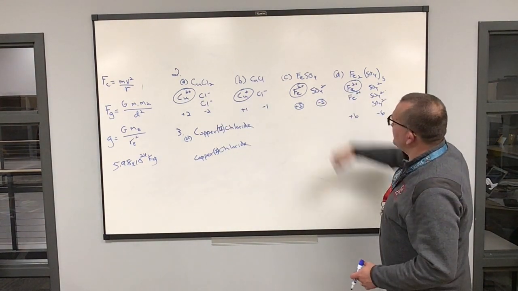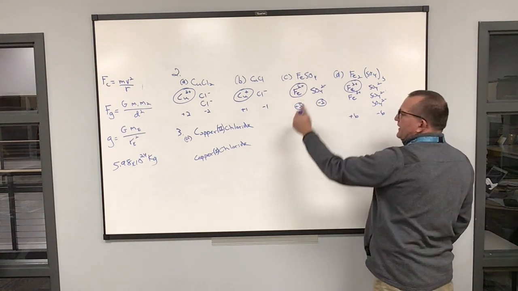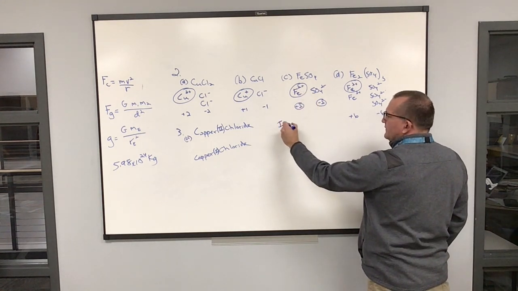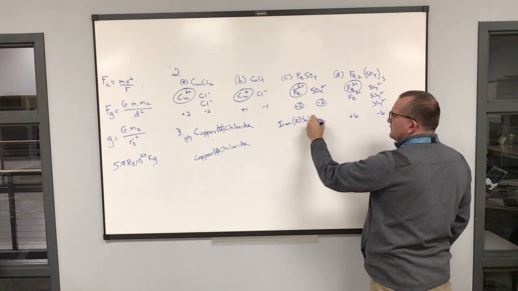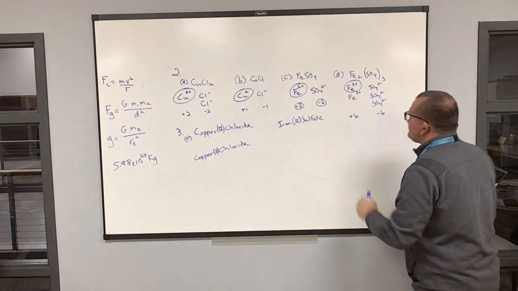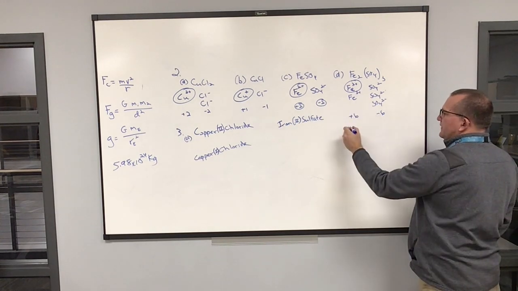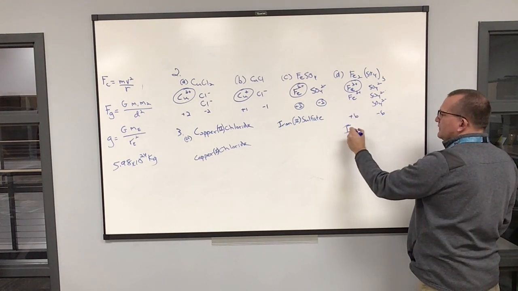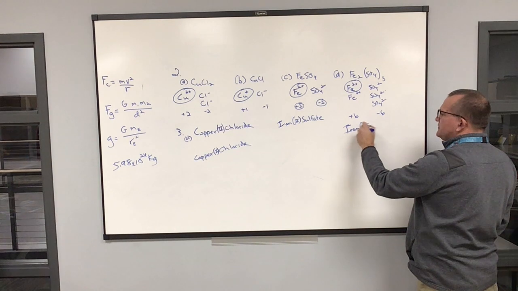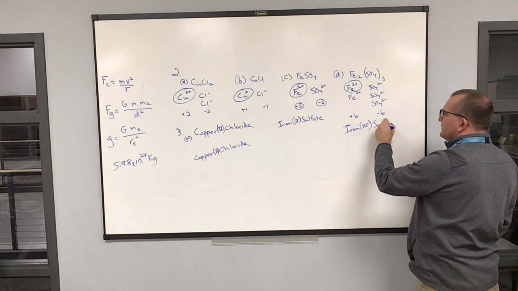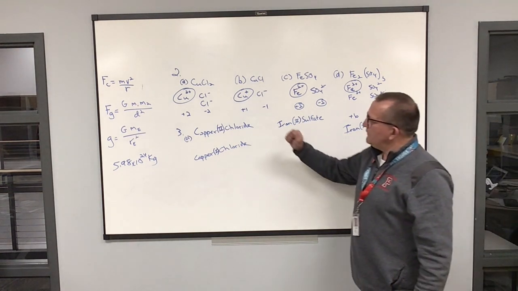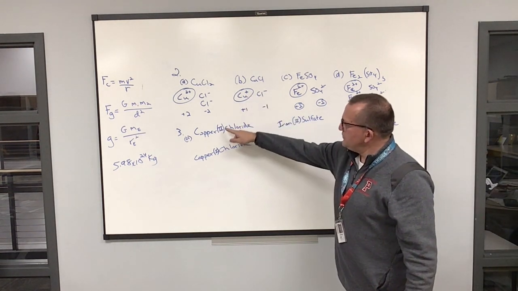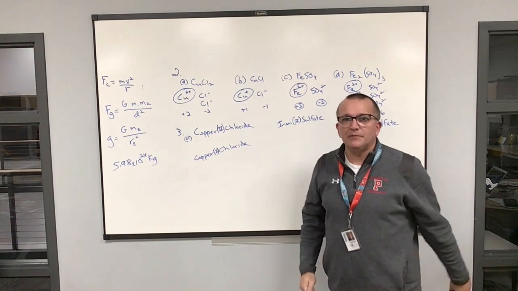So here I got iron and sulfate. The charge of my iron is 2 positive, so it goes iron 2 sulfate. Here I have iron with a +3 charge, so it's iron 3 sulfate. So the charge is used as a Roman numeral in the name when we talk about transition metals.